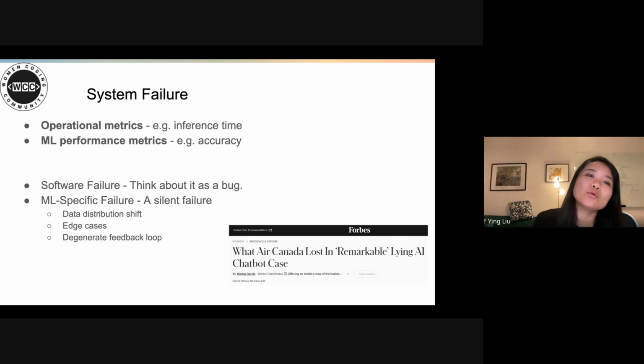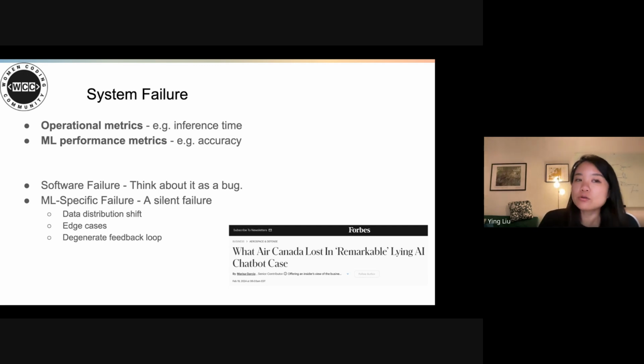This failure could involve operational metrics starting to drop, like the inference time going from 1 millisecond to 10 seconds, and it could be a performance metric failure. It's like the accuracy starts to drop, or even though the accuracy remains the same, maybe my true positives and false positives start to get messed up. So to understand what type of failure it is, it's quite important.